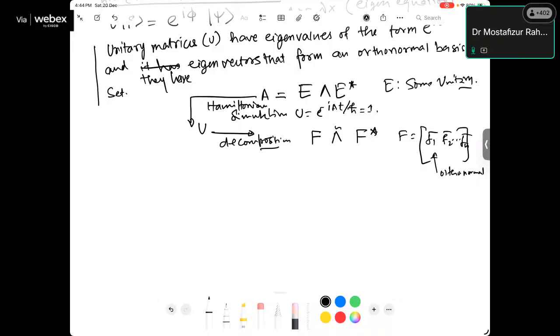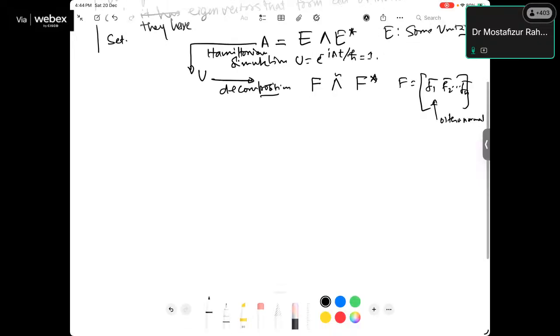So the columns of this matrix F are the orthonormal vectors, as well as this matrix lambda tilde, with all the eigenvalues e to the power i theta 1, e to the power i theta 2, and so on, e to the power i theta n. So they are unit, with amplitude 1 and complex coefficients with phase theta 1, theta 2, theta 3, and theta n, right? This way.